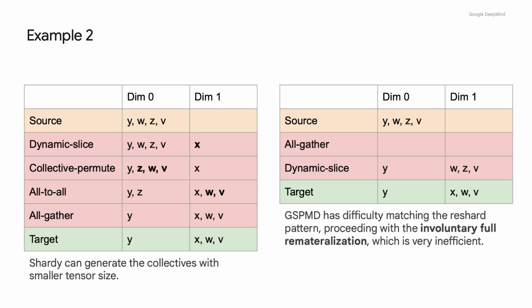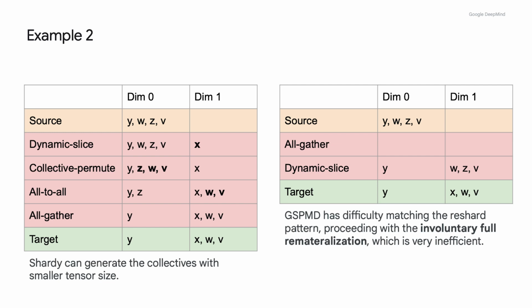In the second example, we have all these collective operations. We start from this source sharding, and the target sharding is quite different from the source sharding. We follow the schedule we discussed above. The first step is trying to insert the dynamic slice to partition the tensor as much as possible. In this case, we partition the dimension 1 along X, since X doesn't occur in the source sharding. However, it appears in the target sharding.